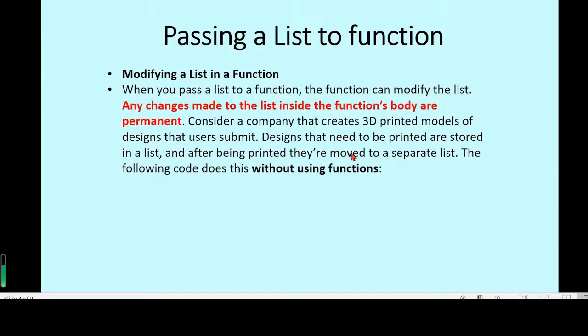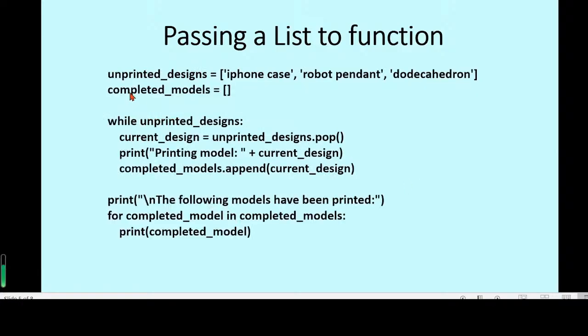So designs that need to be printed are stored in a list, and after being printed, they are moved to a separate list. The following code does this without using a function. So if we do not use a function, we will use the following code. We create a list called unprinted designs with 3 elements, then create a completed models list, empty at first. Then we write a while loop.